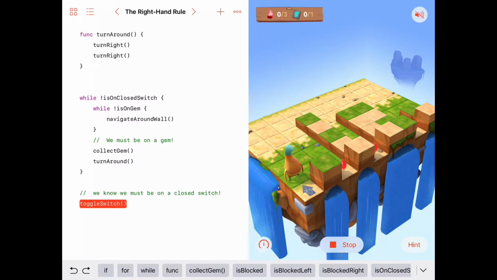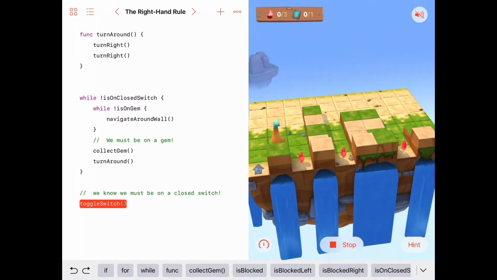Okay, we got a nice short wall here. We'll keep the right hand on the wall and navigate around the wall until we're on a gem, then we'll collect it. We turn around, we put our right hand, we keep moving forward along the wall until we're not on it, then we turn right and move forward. Here we're not on it again, we turn right, move forward. Keep our right hand on the wall, keep moving forward until we're on a gem, then we collect it, turn around.